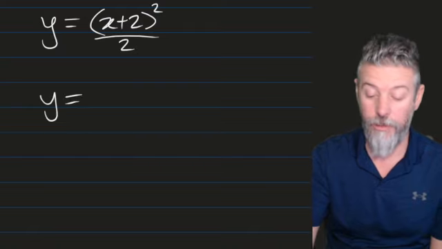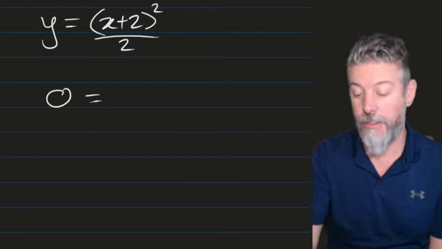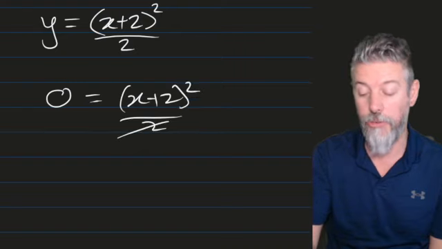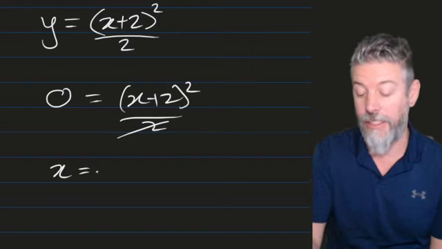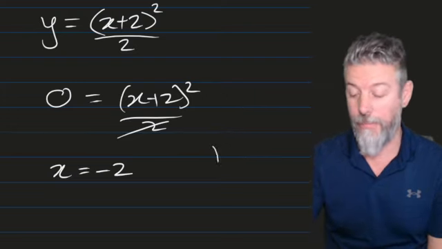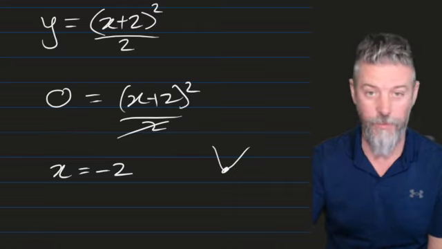To graph it, first things first, I might find the roots of the quadratic. So I'll set it to 0. When we set it to 0, we can times the 2 off the bottom. We can take the square root, and we can see that the only zero we've got is at x equals -2. It's a double root. We should remember that when it's a double root, that means a bounce off the x-axis, either in a positive way or a negative way.